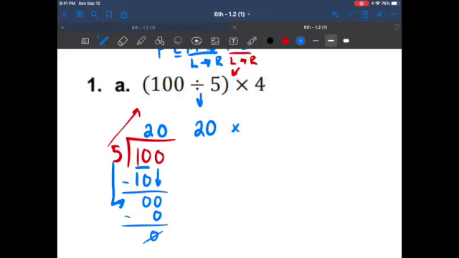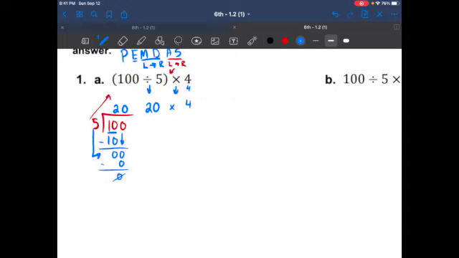And now we have 20 times 4. We bring this down. And what is 20 times 4? Well, if you don't know, good thing we know how to multiply. We do 20 times 4. 4 times 0 is 0. 4 times 2 is 8. So we know that our answer for this problem is 80.